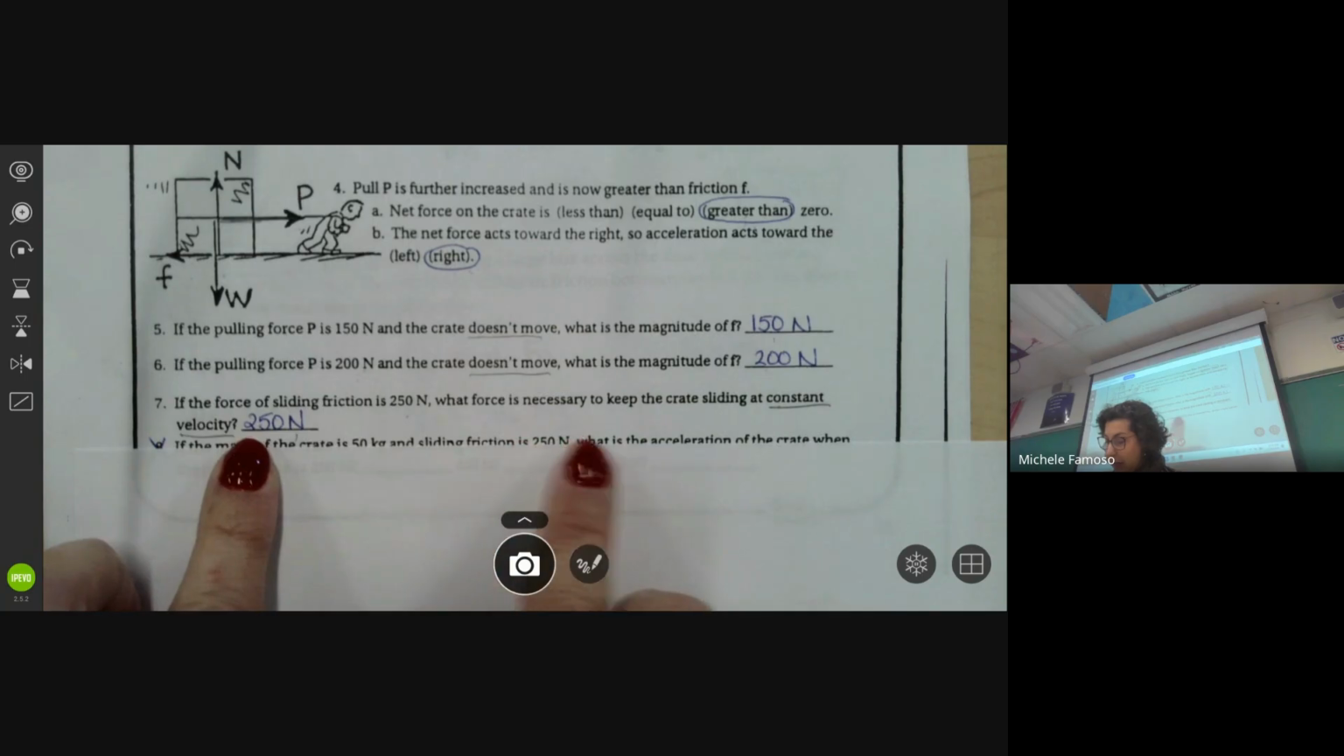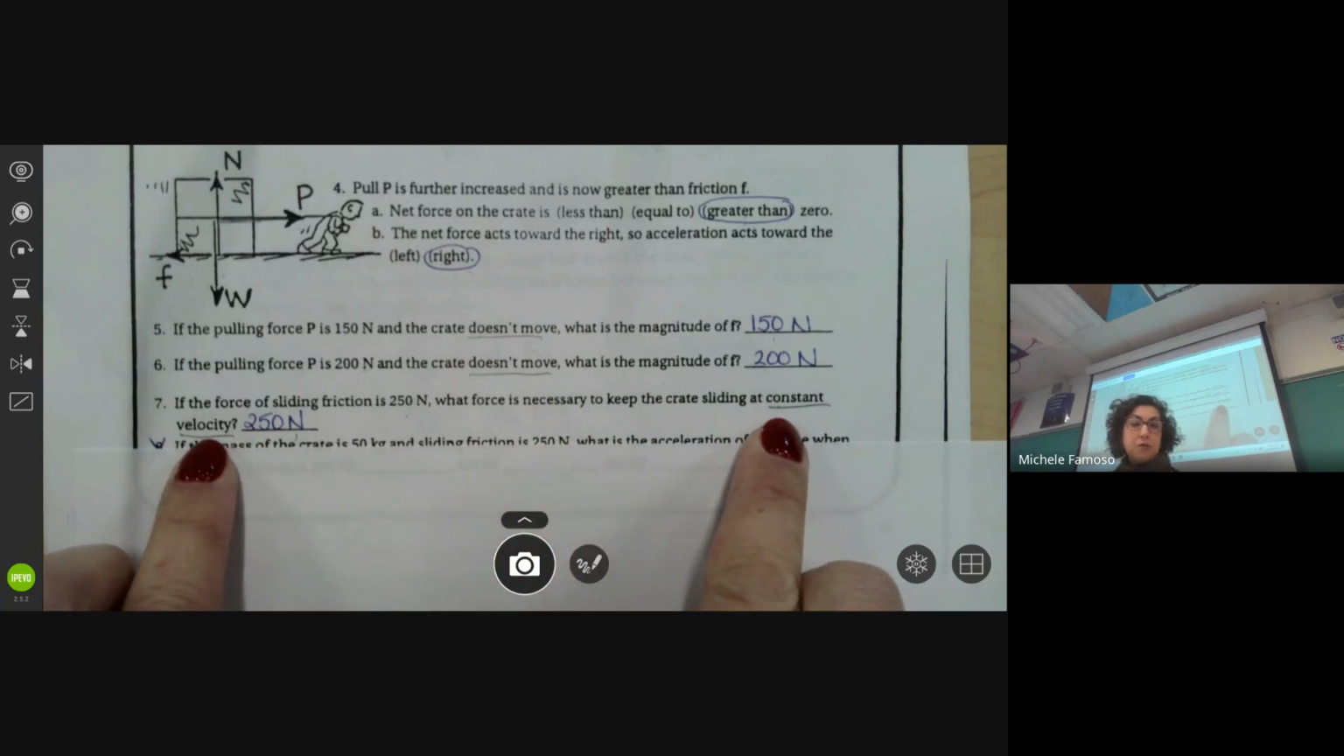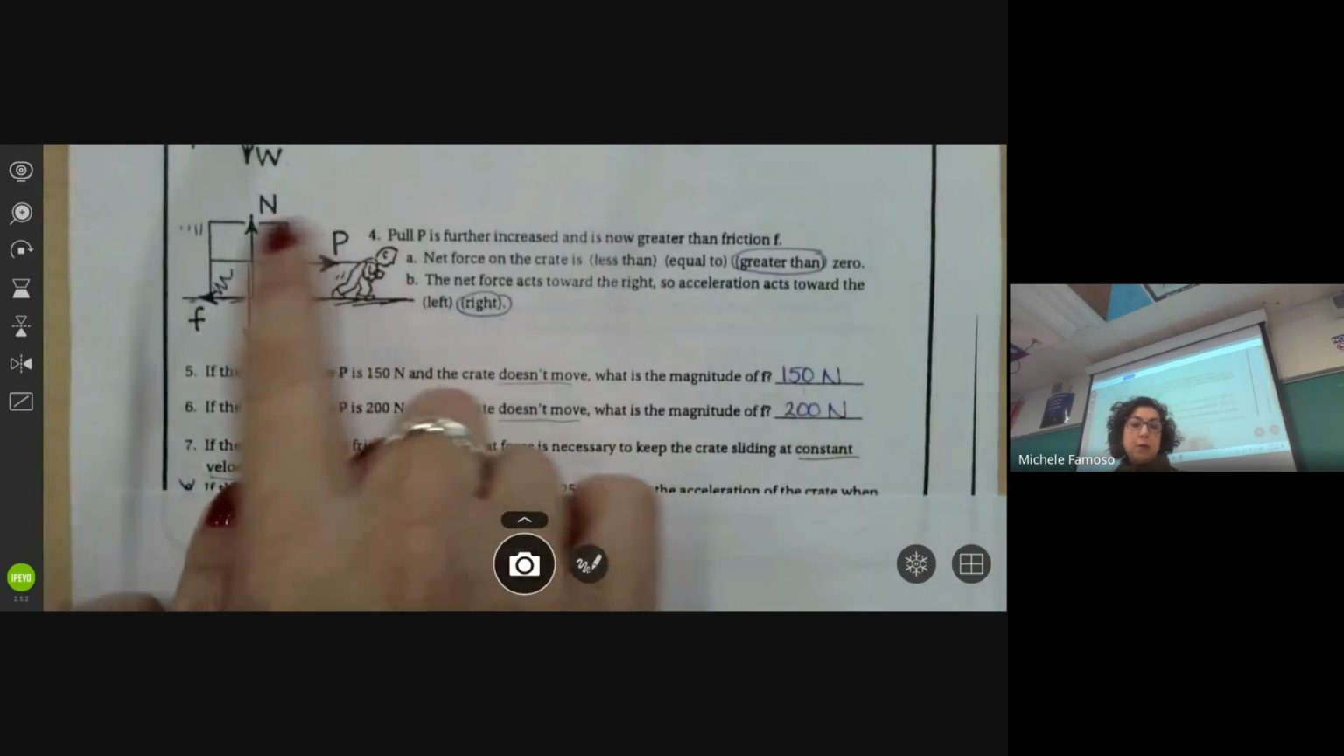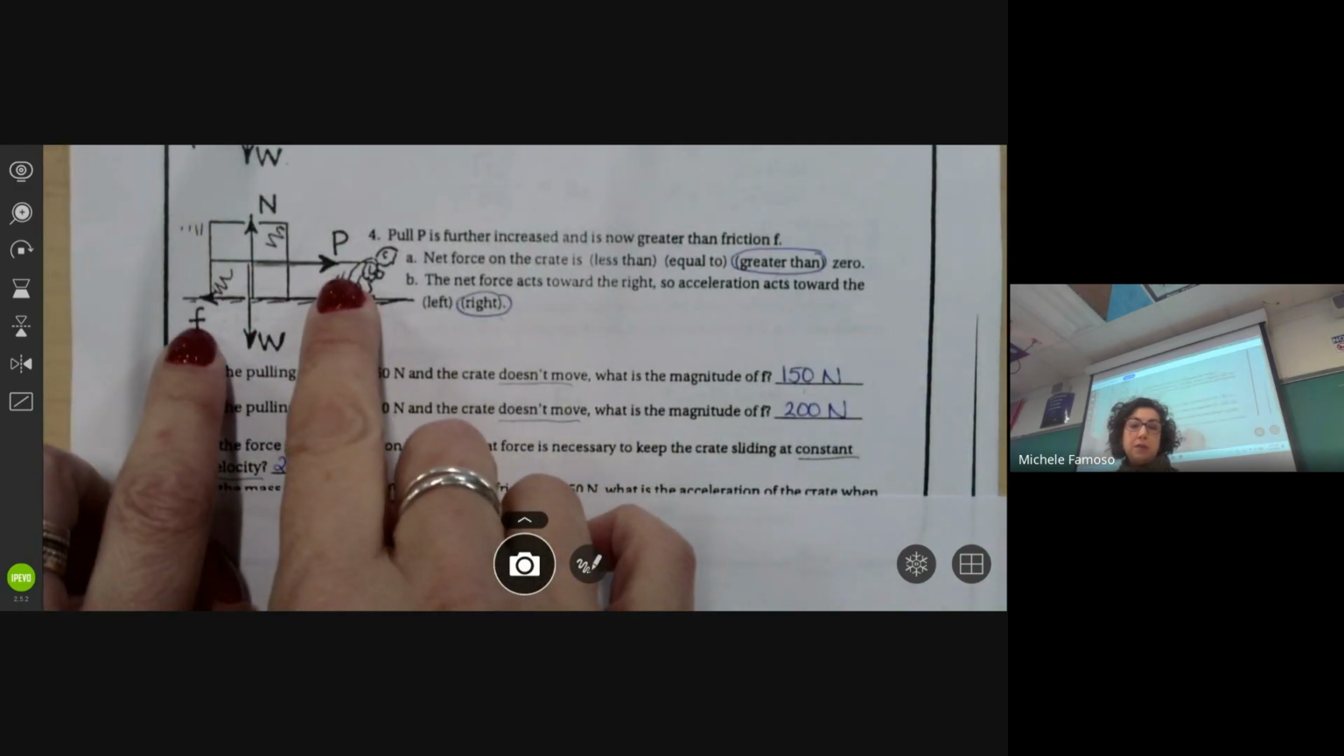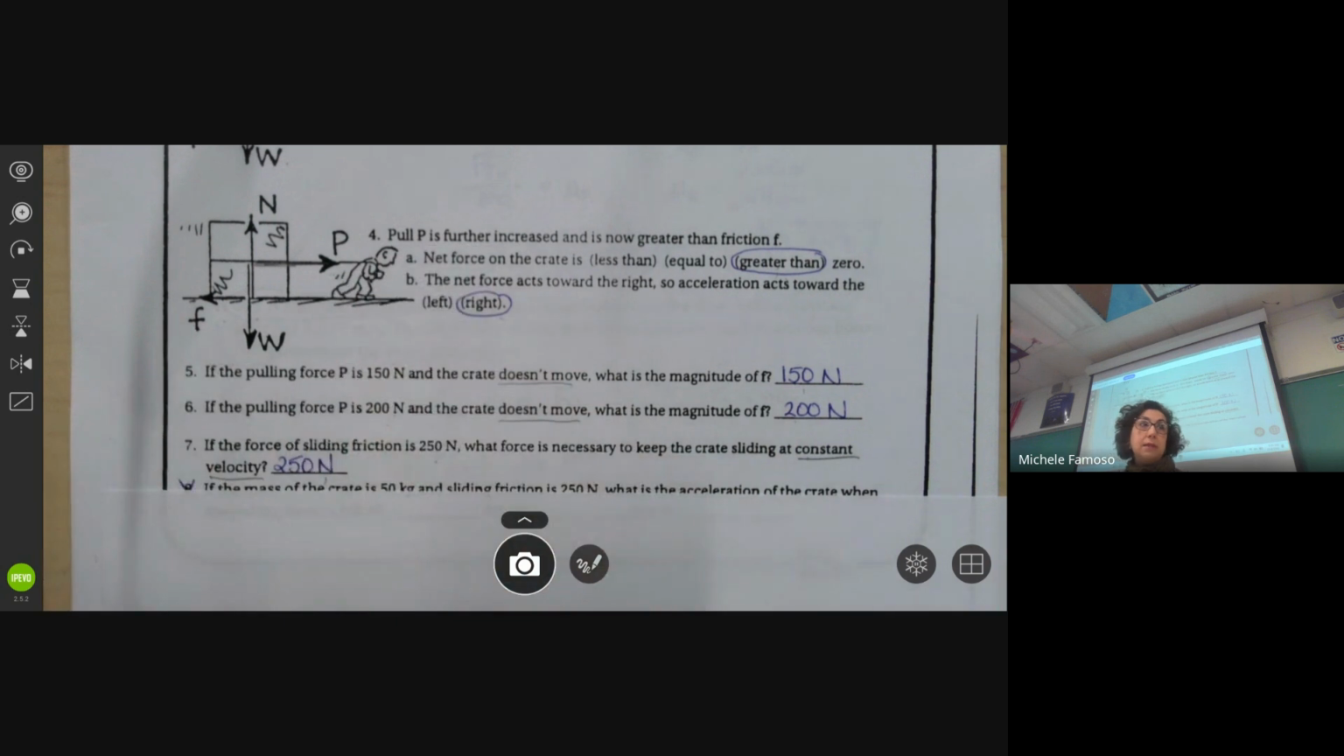Number 7, it says that we have constant velocity, so forces have to balance. So if I were to look at this picture, P and F have to be the same value. Constant velocity, balanced forces. This really wasn't an assignment on friction. It was an assignment on balanced versus unbalanced force.